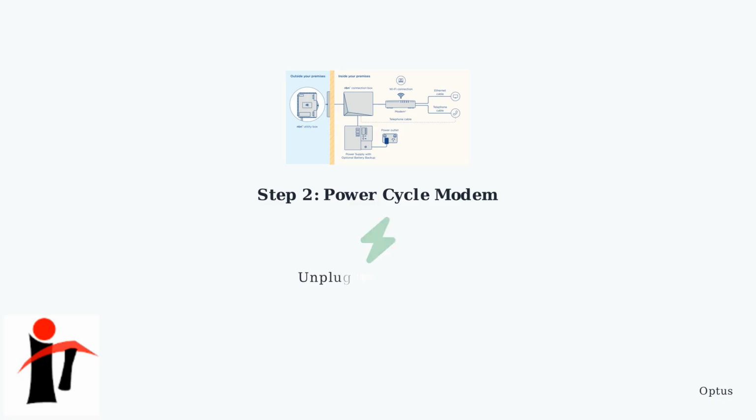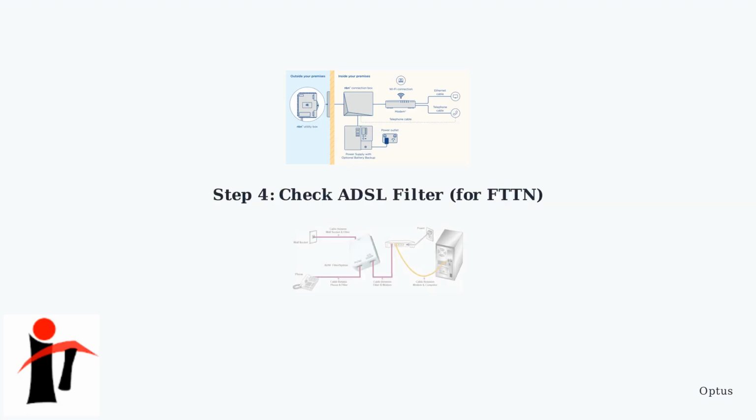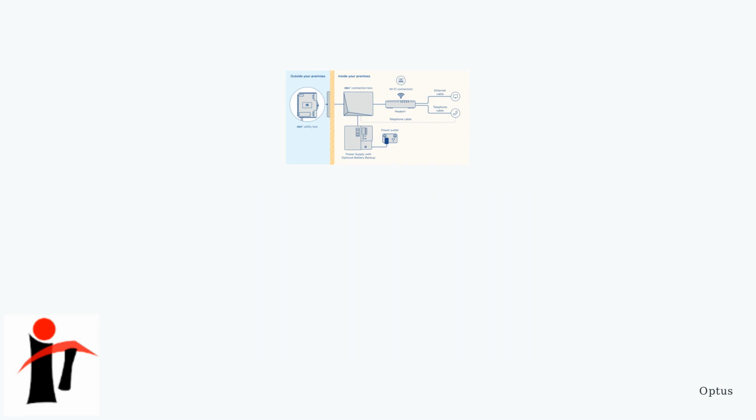Next, power cycle your modem. Unplug it from the power source for 30 seconds, then plug it back in. Also, check the physical cable connections for any loose or damaged wires. If you have a mixed copper fiber setup like FTTN, verify that an ADSL filter is correctly installed between your phone and the wall socket to prevent interference. If these steps don't restore your dial tone, proceed to the next section for advanced checks.